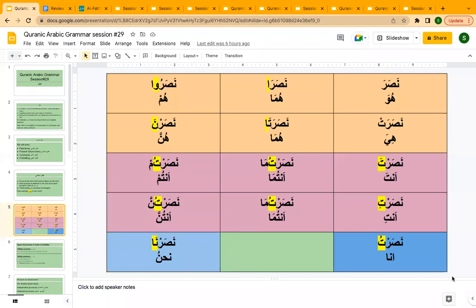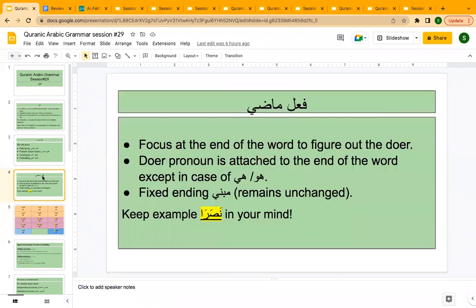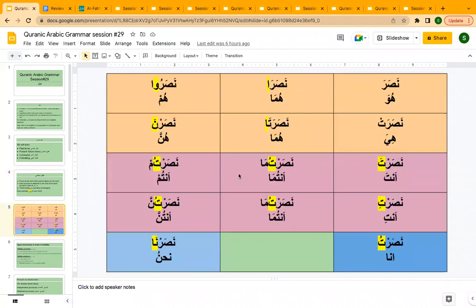Walaikum assalam wa rahmatullahi wa barakatuh. Do you want me to do it with Nasara? Yes, Nasara is fine. Nasara, Nasara, Nasaru, Nasarat, Nasarata, Nasaratum. Nasarta, Nasartum, Nasarti, Nasartuma, Nasartunna, Nasartu, Nasarna.